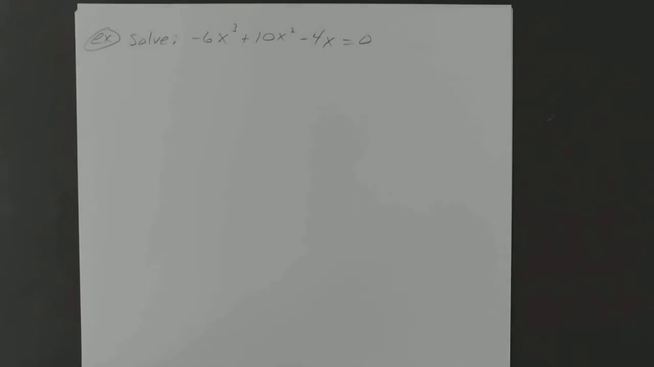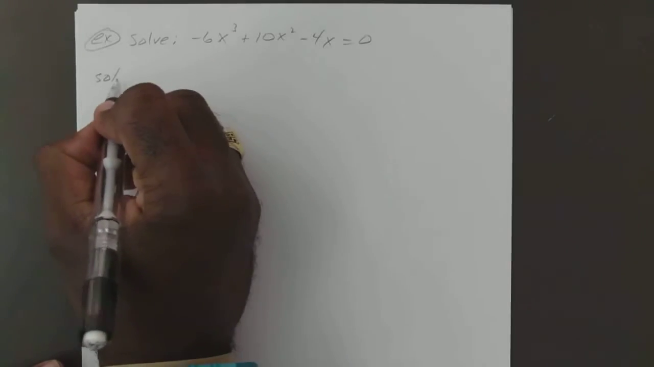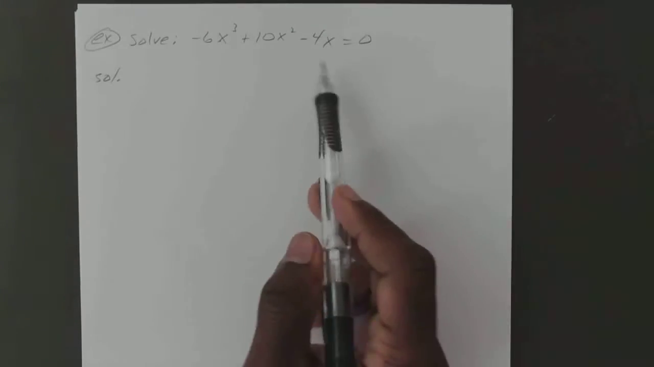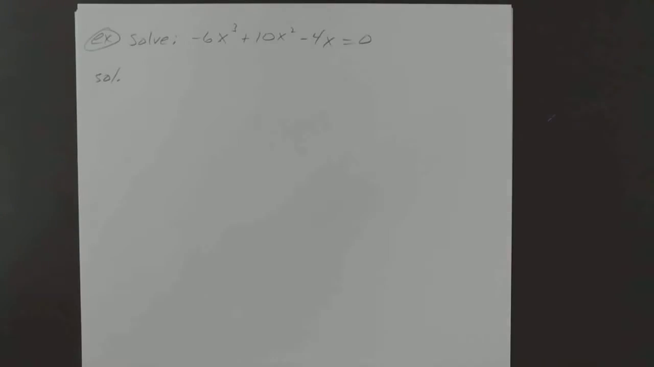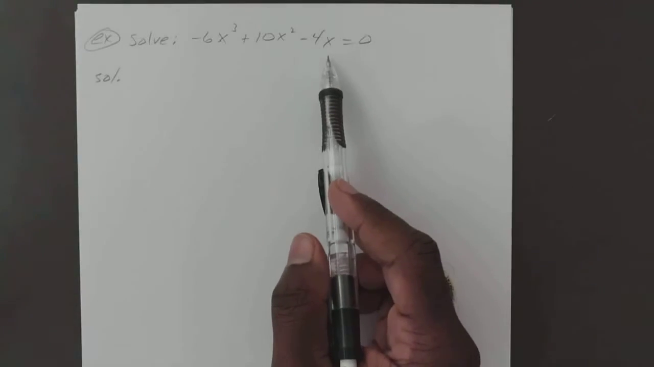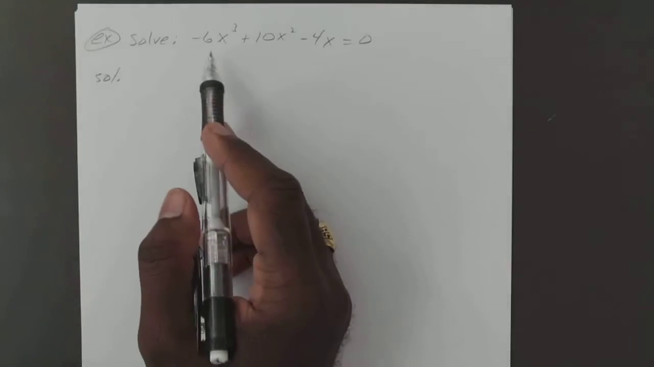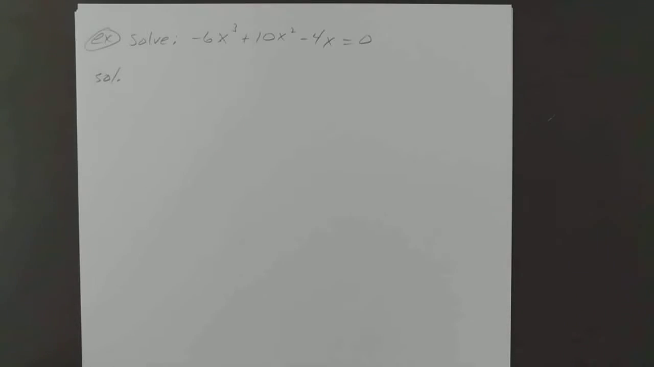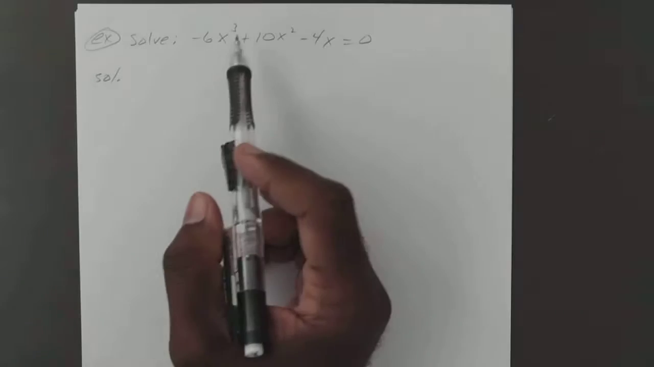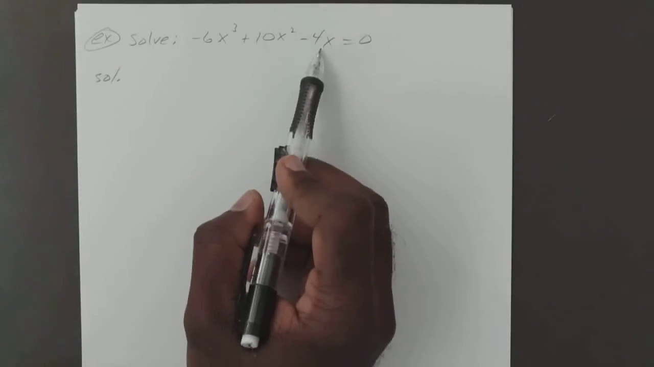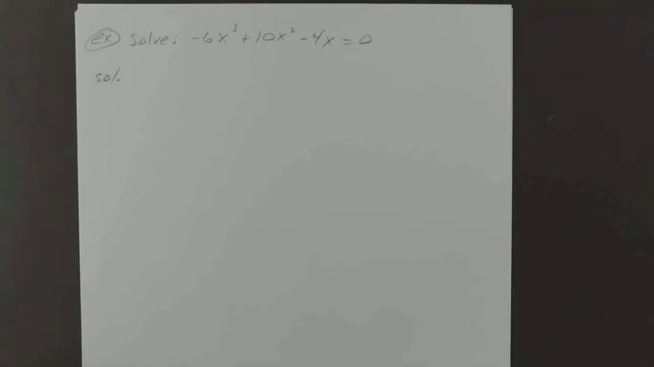Alright, so the first thing you want to do here, because you have x's in every term and you can't do factoring if it's not in the ax squared plus bx plus c form, that x kind of throws that out, is you want to factor out your greatest common factor. Okay, so if you look at it, you can actually factor out a negative 2x from all of them.